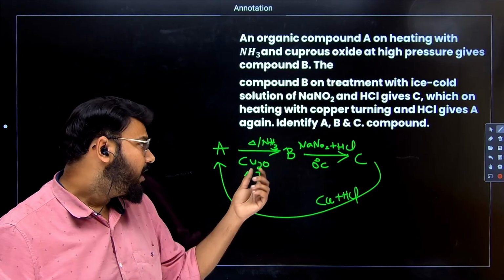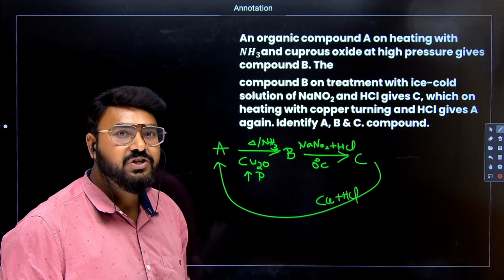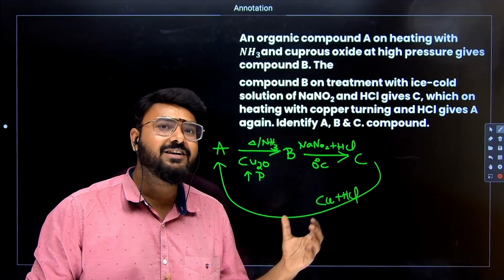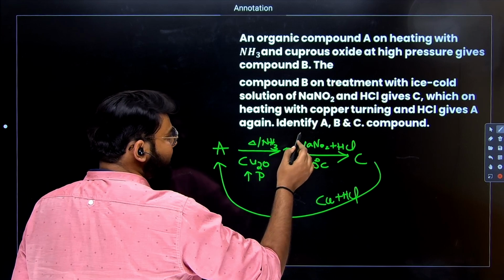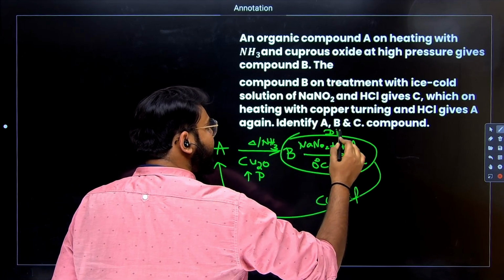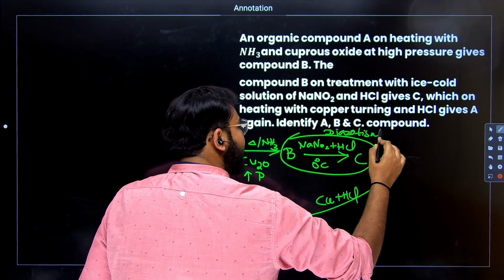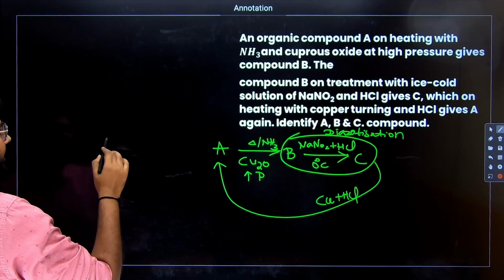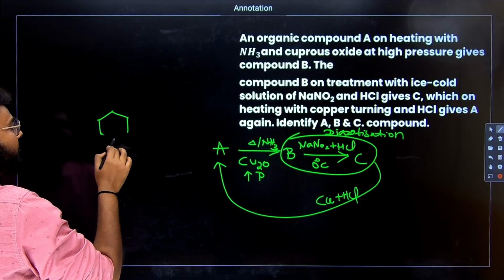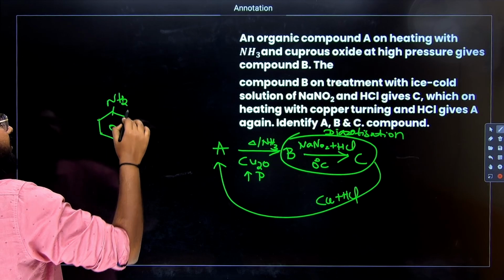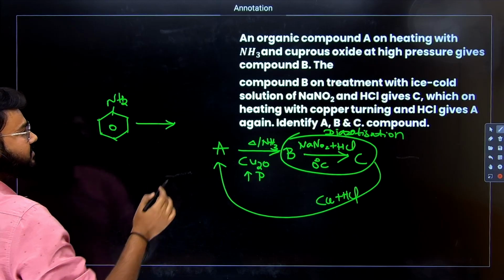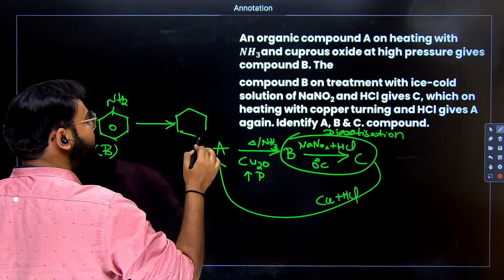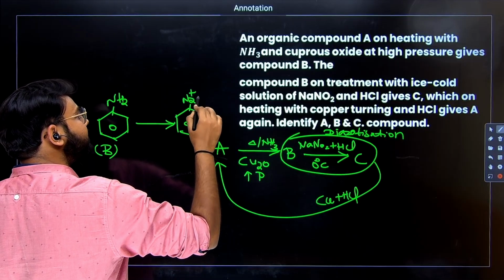So we know what reacts with HNO2, nitrous acid, at cold condition to form C. It's a diazotization reaction. Guys, please see this. This reaction is a diazotization reaction. So we can write now that B definitely will be aniline. Now when you do the diazotization reaction, this is B, so it will give you diazonium salt, N2 plus Cl minus.